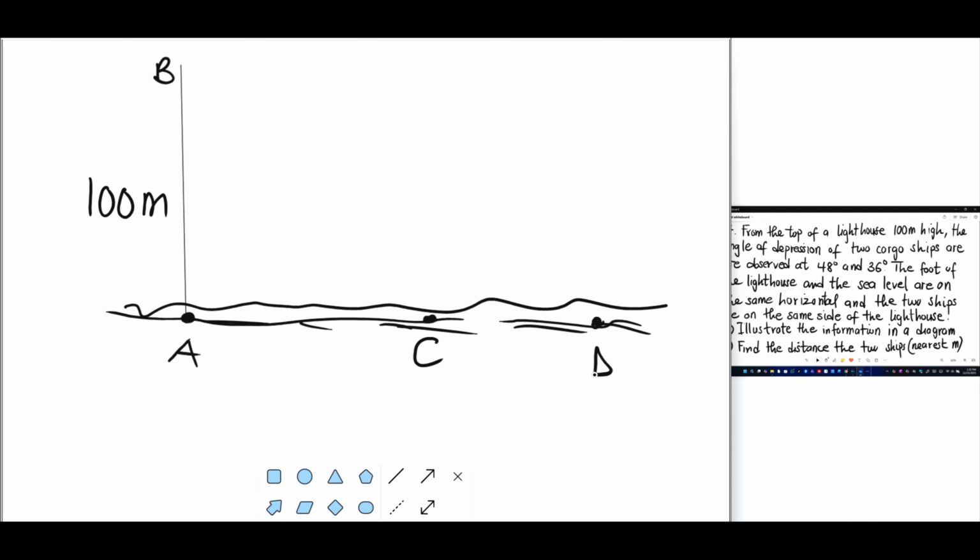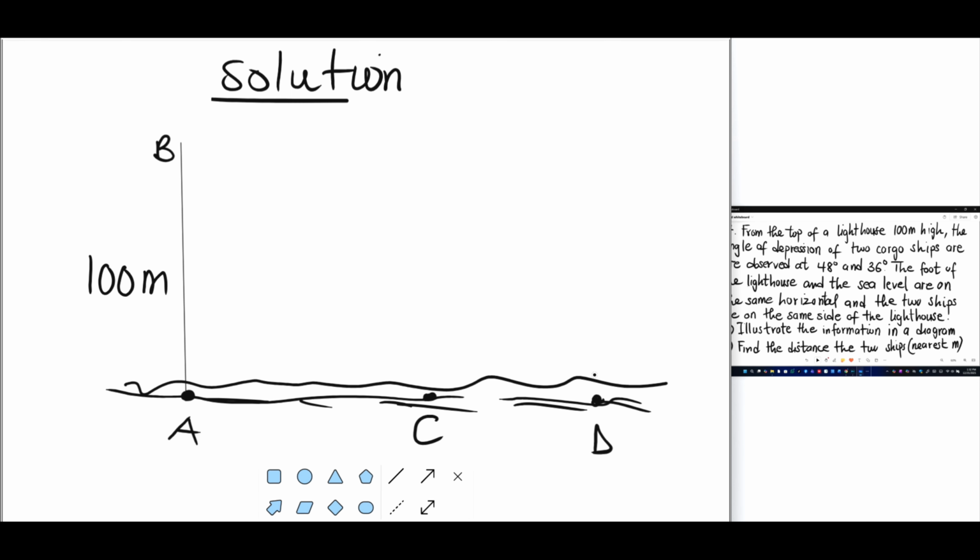Now let us determine our angles of depression. The observer will be here. When it comes to the angle of depression, the observer will be at the top. So the observer is here, and this is the eye level of the observer.